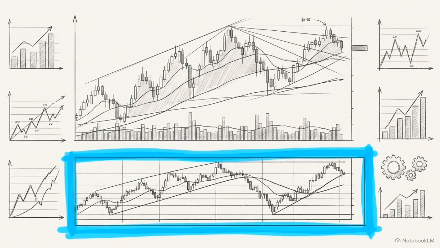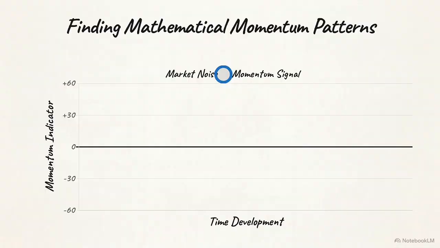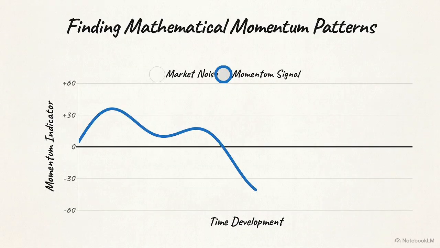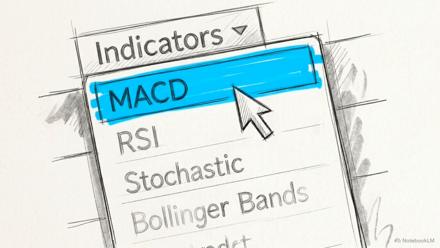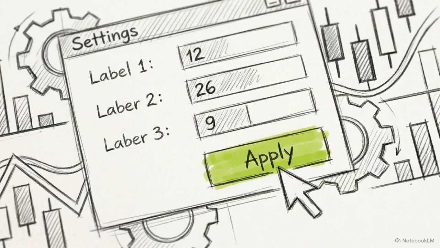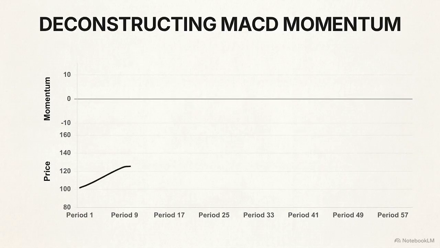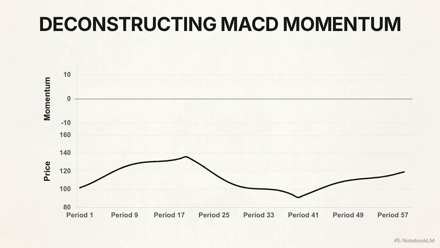Applying the MACD transforms the way you view a chart, moving from reactive guessing toward identifying specific mathematical patterns in momentum. Go to your indicator menu, select MACD, and apply it to your chart. Leave the default settings exactly as they are, 12, 26, and 9. Look below your candlesticks. A completely new panel has appeared at the bottom of your screen. This diagram shows price action on the top half and our isolated MACD panel on the bottom.